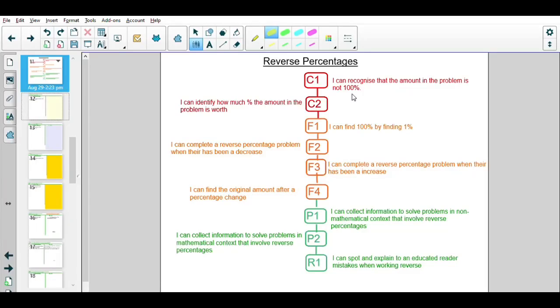This unit is about reverse percentages. This video is going to cover F2, complete a reverse percentage problem when there has been a decrease, and F3, complete a reverse percentage problem when there has been an increase.